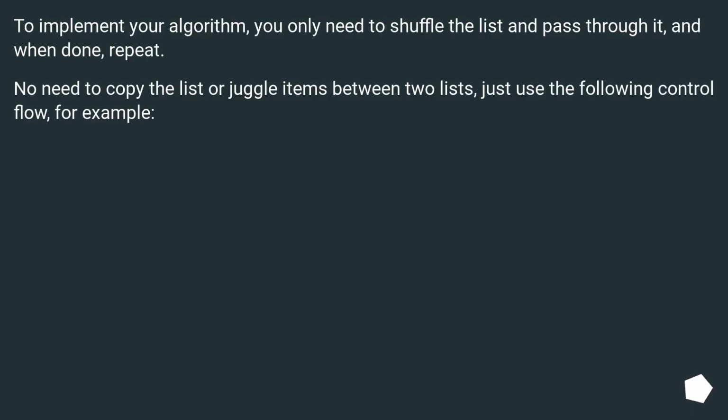To implement your algorithm, you only need to shuffle the list and pass through it, and when done, repeat. No need to copy the list or juggle items between two lists, just use the following control flow, for example.